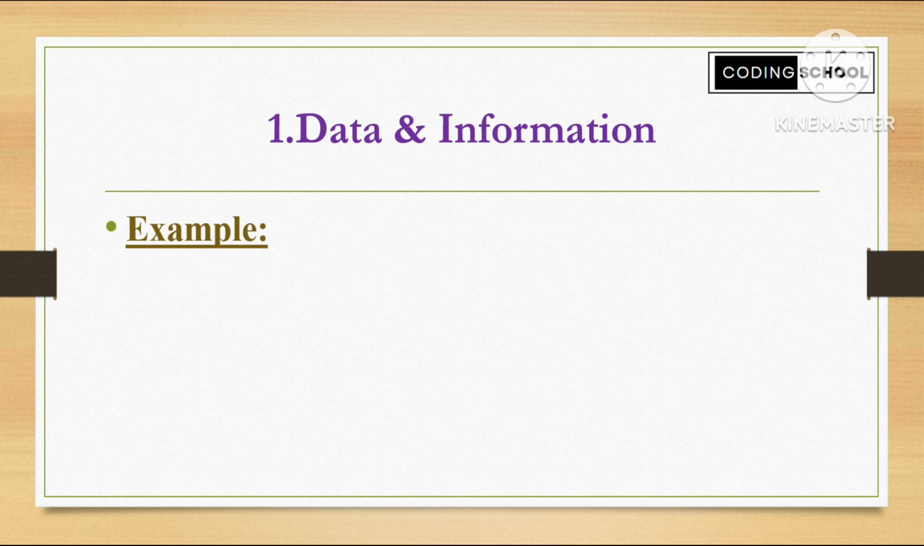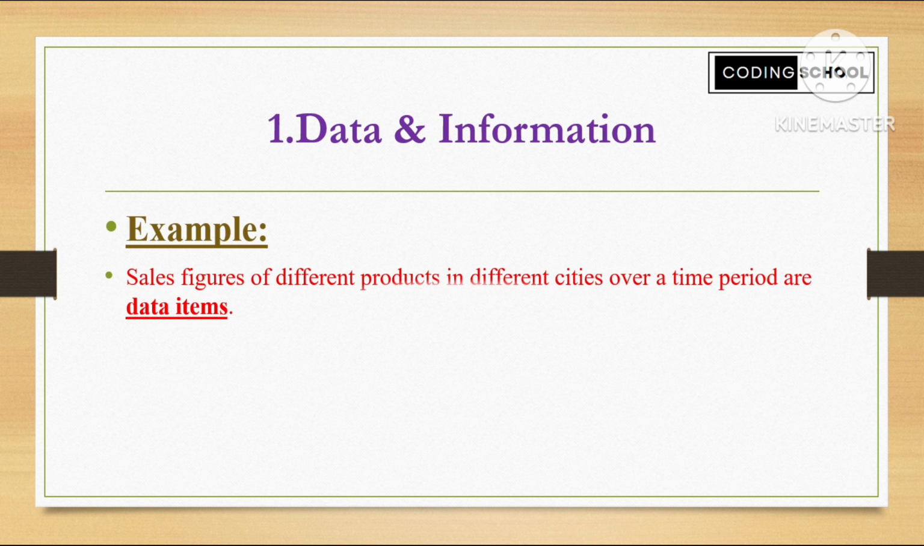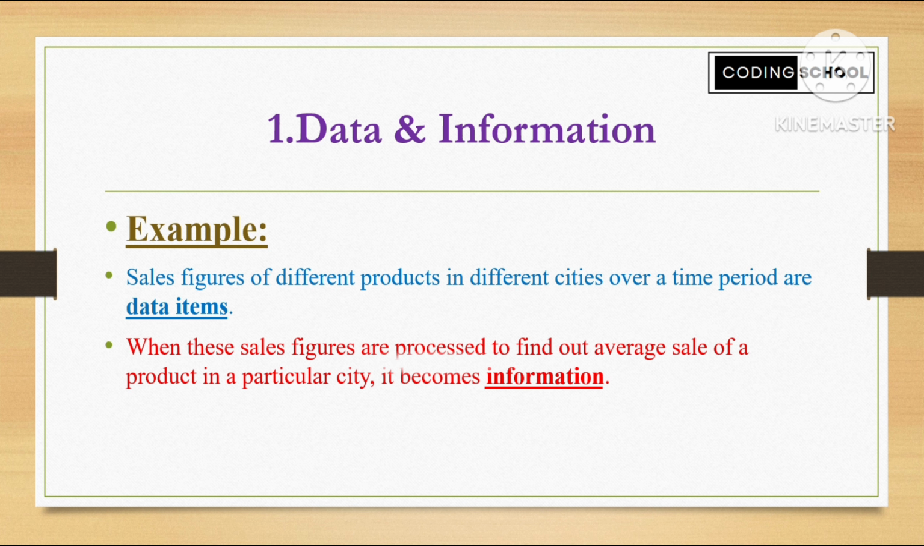Let's see example for data and information. Number of sales of different products in different cities over a time period are called data items, and when these number of sales are processed to find out average sale of a product in a particular city, then that data becomes information. Another simple example is take yourself.